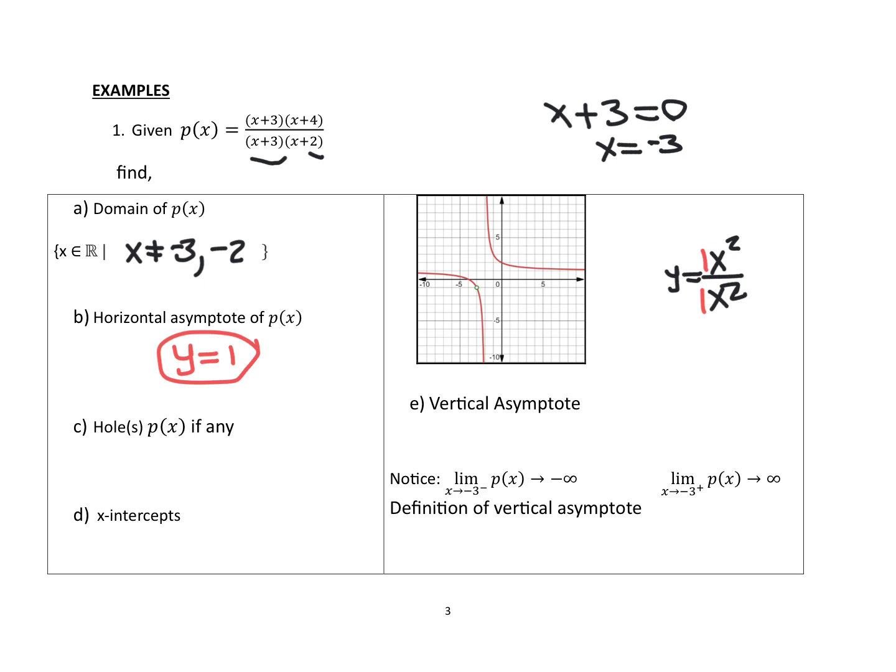Then the next thing I'm going to do is to find if there is any hole. And how do I get the hole on the graph? I get the hole on the graph if any of the factors in the numerator and denominator is common.